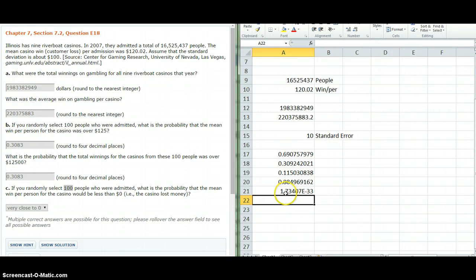And we're given 1.734 e negative 33, which means 1.73 times 10 to the negative 33. In other words, it's a decimal point with 32 zeros and then 17. So it's extremely, I don't even know the term for that. A thousandth, a millionth, a billionth, a trillionth, a gazillionth. Whatever it is, it has 32 zeros in it. So it's an extremely unlikely number.